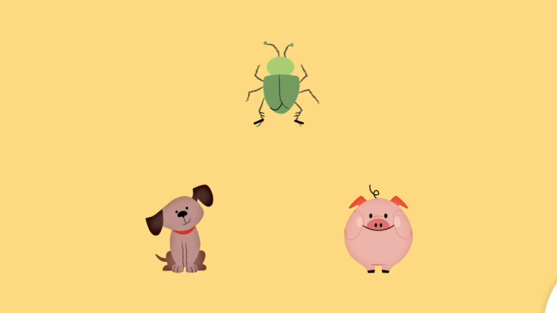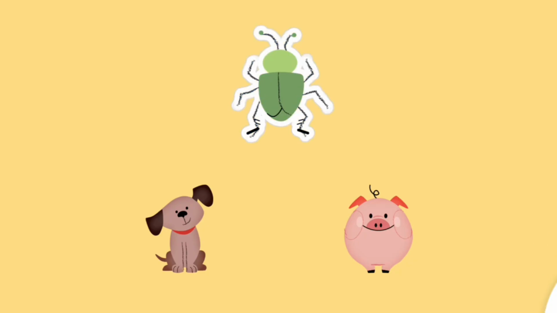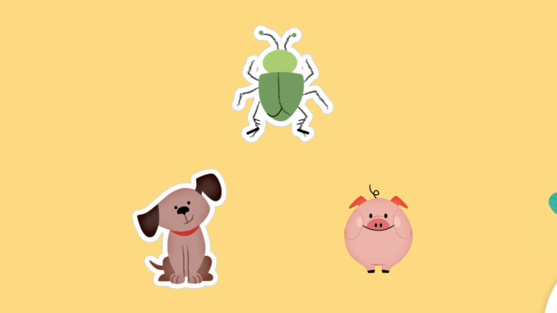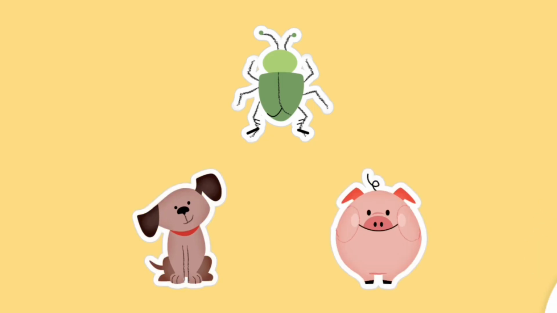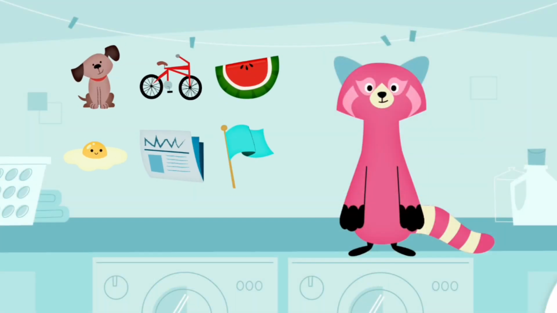All of these things end with the G sound. Tap them all and listen to the G sound at the end. Bug, dog, pig, Super! Drag the things that end with the g sound.